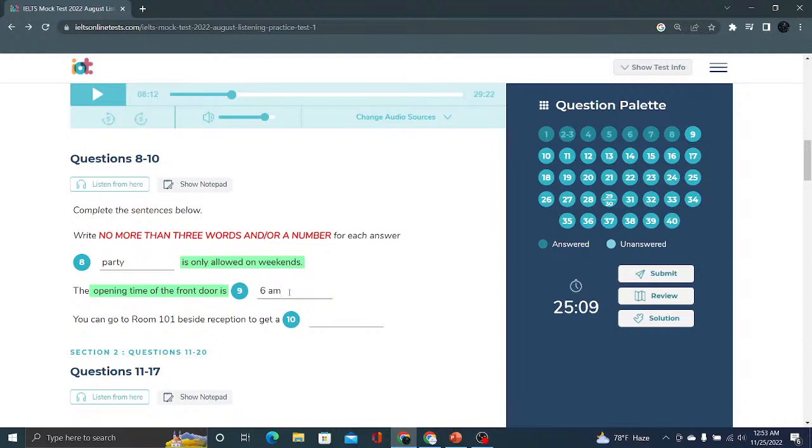Okay, the opening time of the front door is 6 a.m. Let me explain it to you. As she was saying, the door is locked at 11 p.m. We are not supposed to listen for the closing time, but we are supposed to listen for the opening time. The door is locked at 11 p.m. and opened again at 6 a.m. the next morning. So 6 a.m. will be the answer. I hope you got it right now.